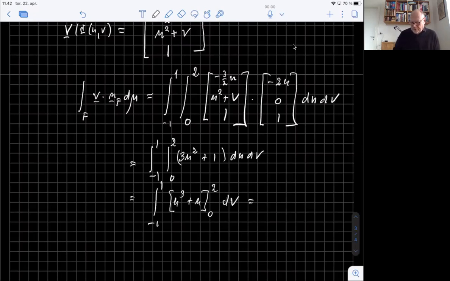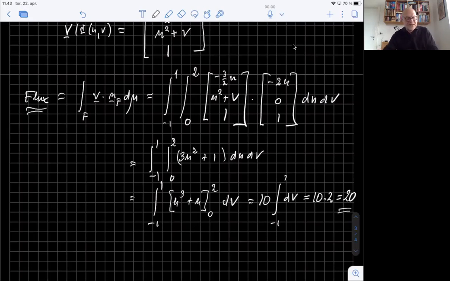And if you put in the limits, you get 2 cubed, that is 8, plus 2, that is 10. And you can put that outside the integration sign, and then you get the integral from -1 to 1 of dv. And this is simply the length of the interval, so that will be 2, equal to 20. So if this is the flux, then we have computed the flux as 20.